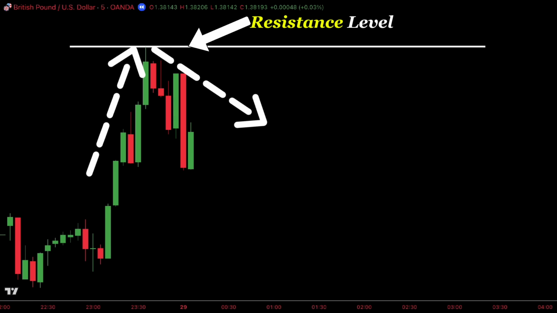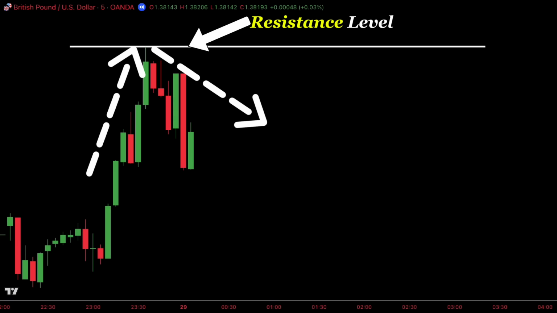This is a key resistance level because it is obvious, it aligns with a swing high, and it has been respected recently. So, naturally, when price comes back to this level, we expect a rejection. But look at what happens next. Price returns to the level, and instead of reversing, it keeps moving up.